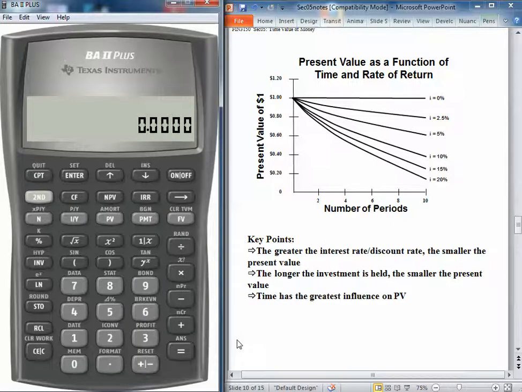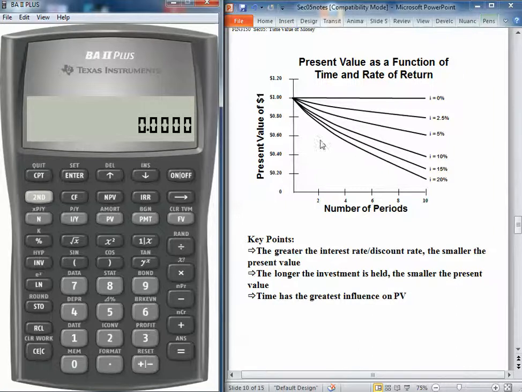Now let's look at the relationship between present value and time and rate of return. Everything that we said about the future value and time and rate of return can be turned in reverse. The greater the interest rate or the discount rate, the smaller the present value. That means the smaller amount you need in the form of today's dollars in order to grow to the same amount sometime in the future.